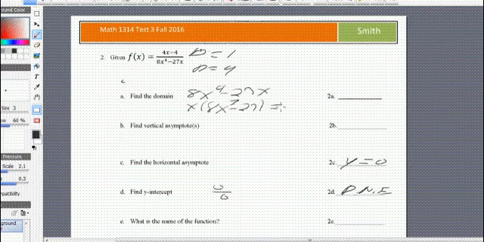You set this piece equals 0. You can factor using the difference of two cubes, or you know that is 8x cubed equals 27, divided by 8, divided by 8. Take the cube root, x equals 3 over 2. Domain cannot be 3 over 2. Find the vertical asymptote, x equals 3 over 2, because the rest of that part is junk.